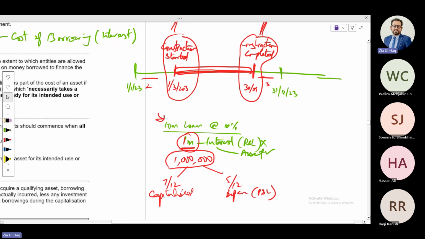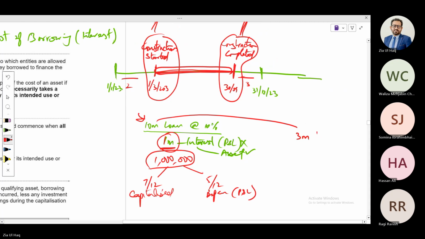Suppose we took a loan for 10 million. And out of this 10 million, 7 million we used for the asset construction in the current year, and the remaining 3 million was surplus cash with us. So the remaining 3 million we invested somewhere. Either we deposited it into a savings account and earned interest, or we invested in a building and we earned rental income from that investment.